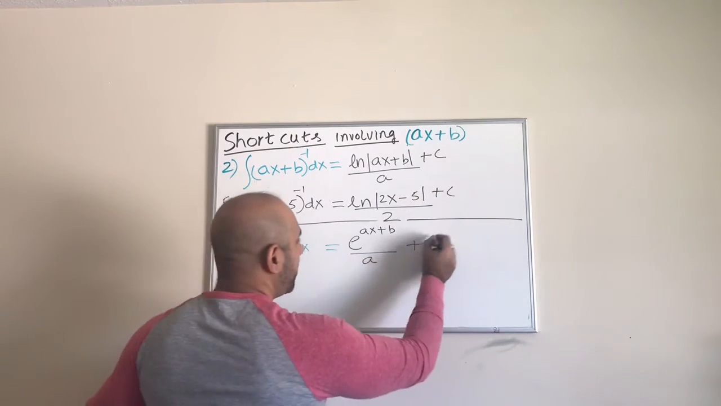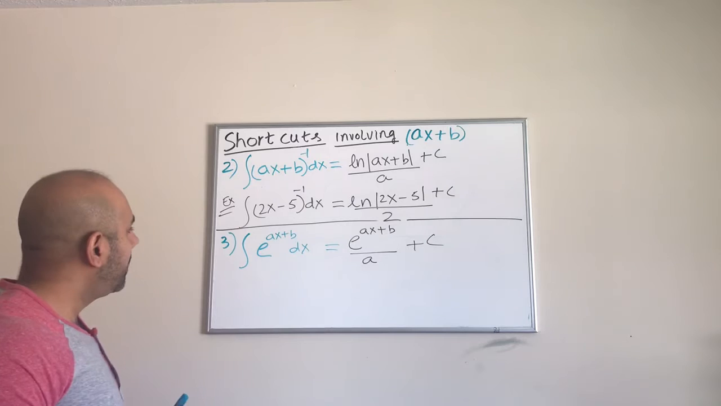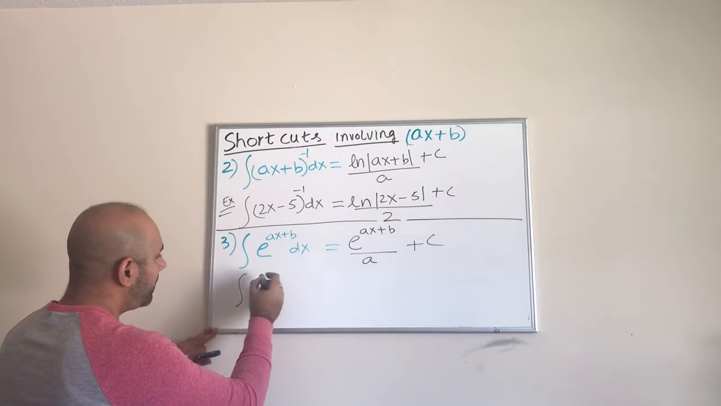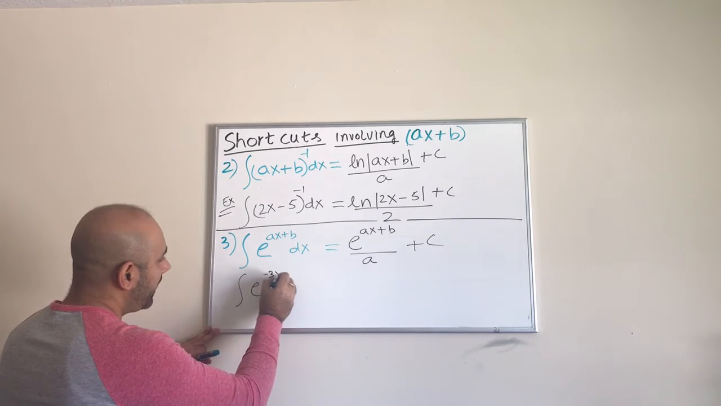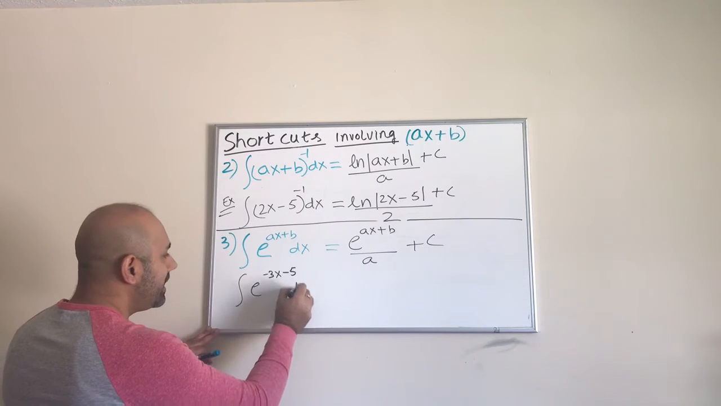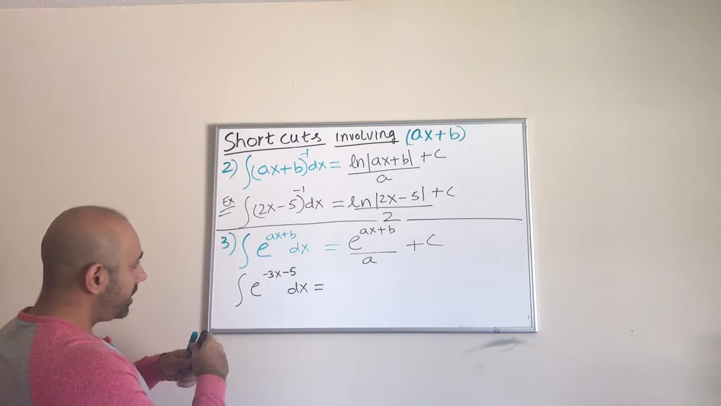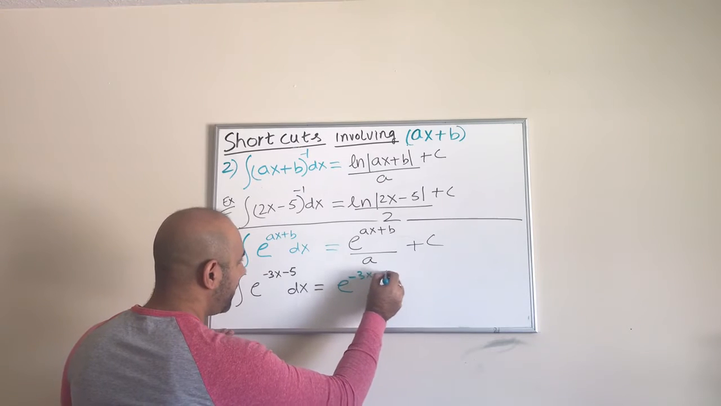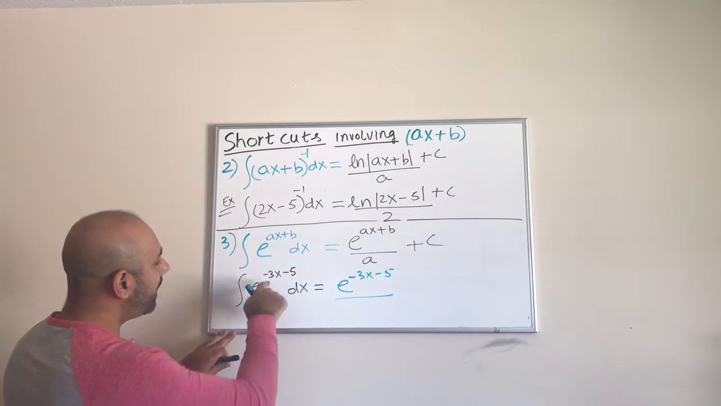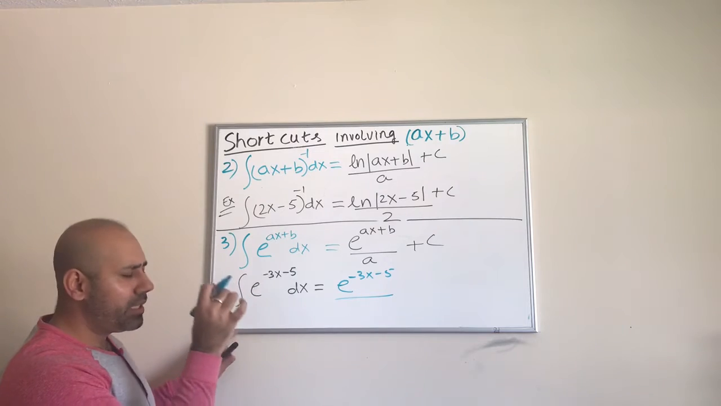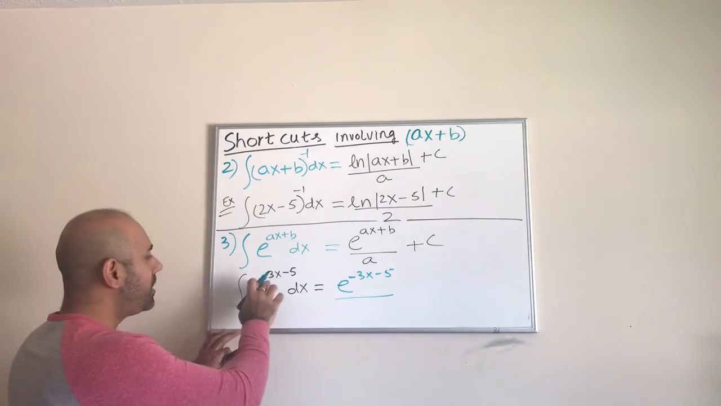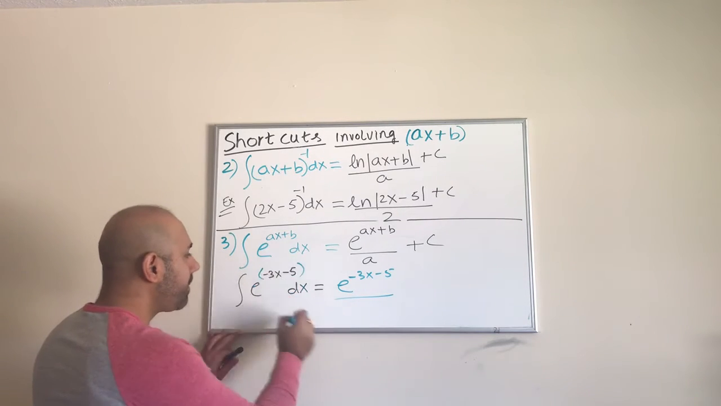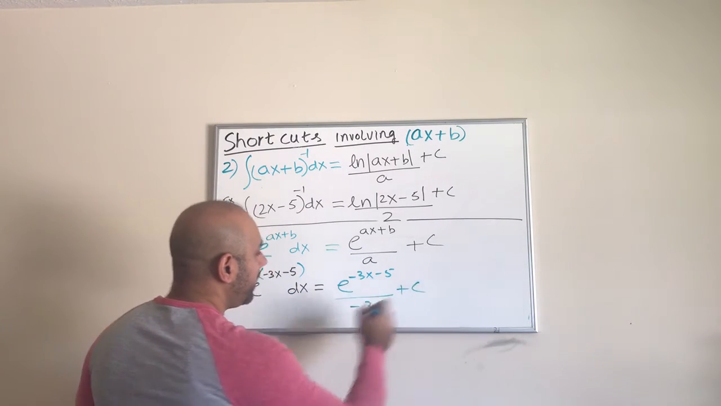And then there's a plus c. Again, we can look at an example here. Let us say we want to do the integral of e to the power negative 3x minus 5 dx. Using the shortcut method, it is simply going to be the same exponential function, e to the power negative 3x minus 5. All I have to do is divide this by the coefficient of x, which is negative 3, which you can also think of as the derivative of this function. So just divide by negative 3, plus c.